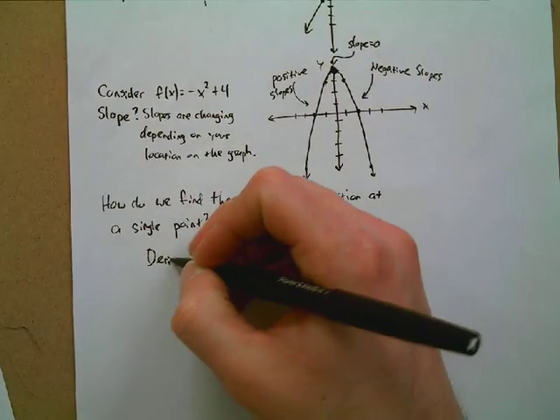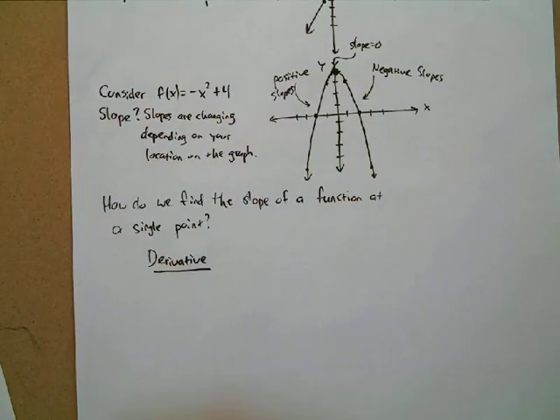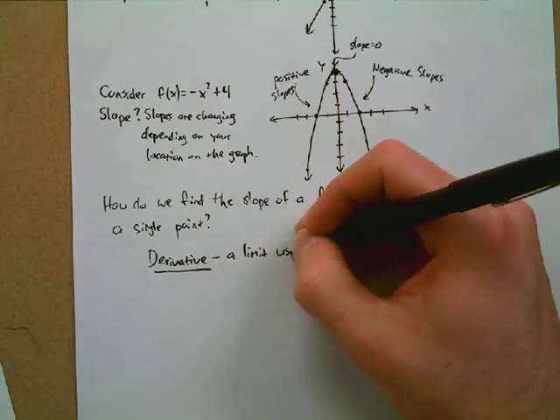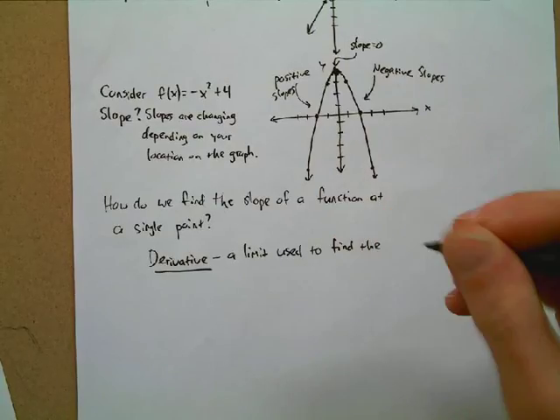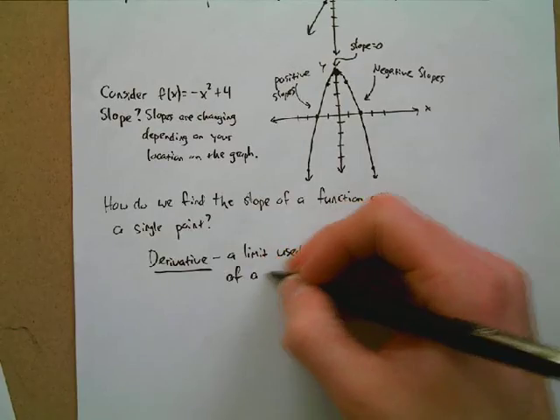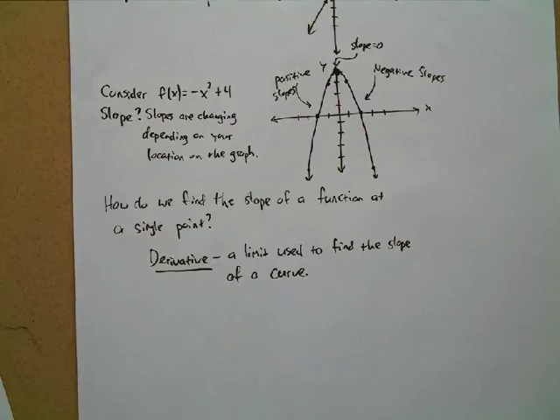Okay. So the derivative is a limit used to find the slope of a curve. The process of finding a derivative is called differentiation. Okay, so find a derivative, take the derivative, differentiate. Those are kind of synonymous ideas. And this is calculus. This is calculus. All right.